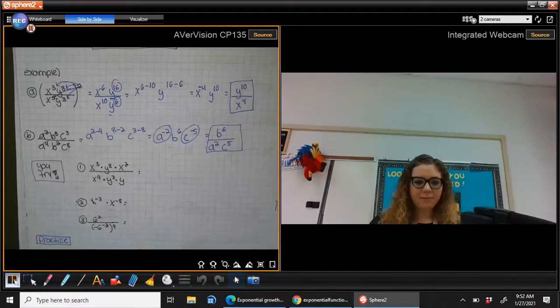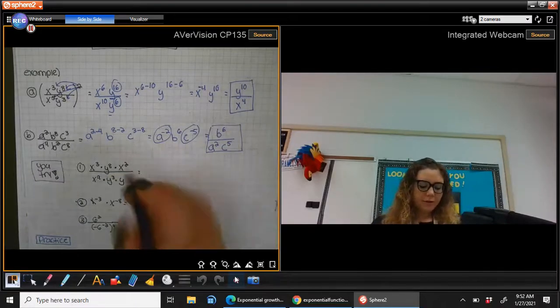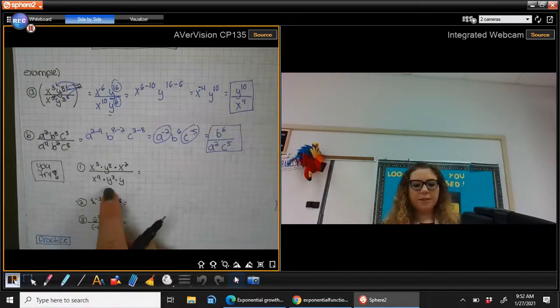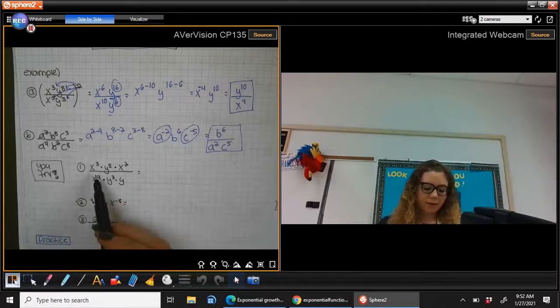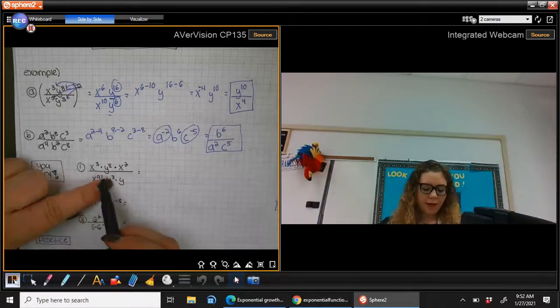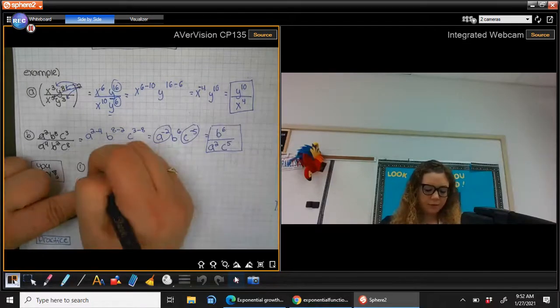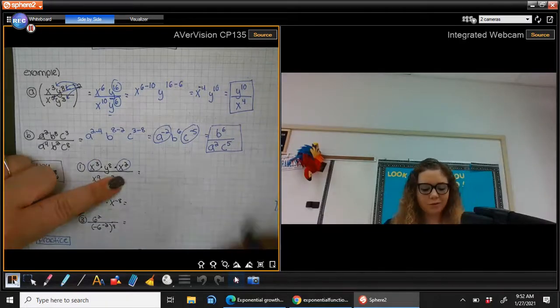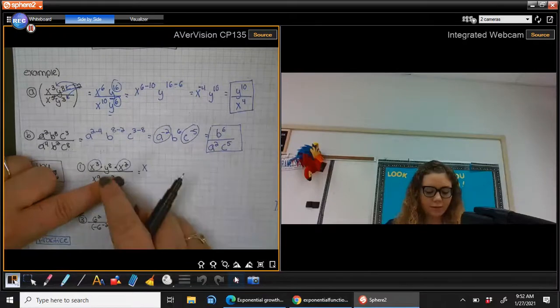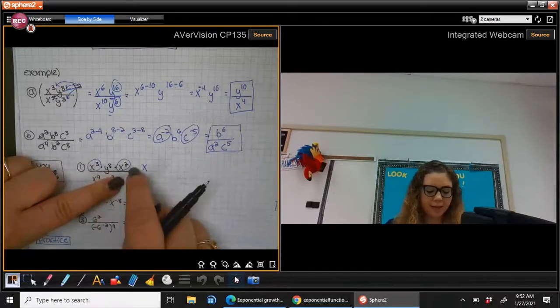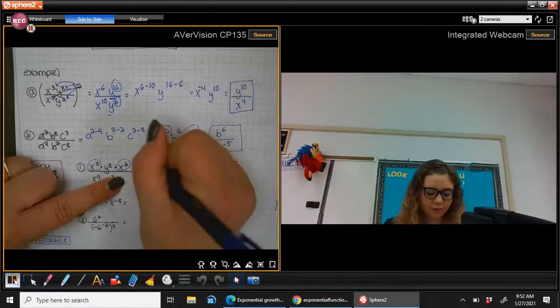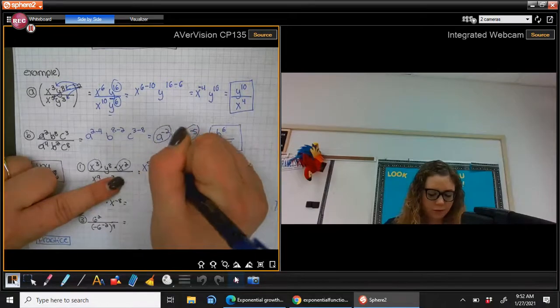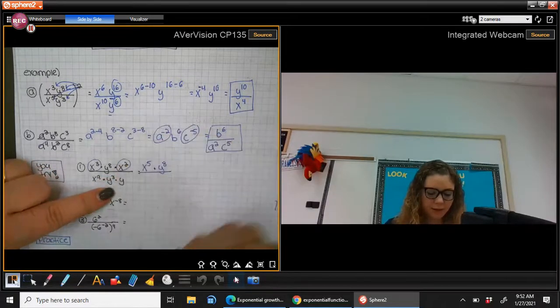Okay, welcome back. Looking at this, I don't have any parentheses, so I can go ahead and start combining. So up here, I have like bases. The first thing I'm going to do is combine those. This is the product rule, so I'm going to add my exponents. 3 plus 2 is going to give me 5. And I'm going to copy everything else down.